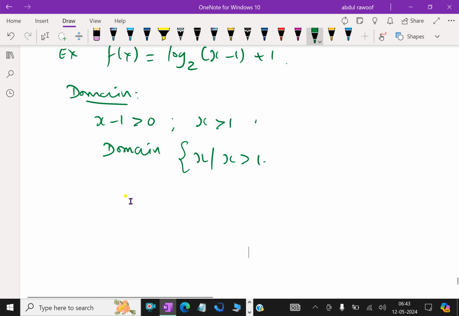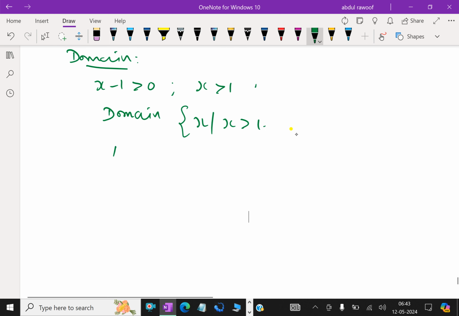That means the domain values are positive values of x. And for the range, range is y is an element of R. All real numbers are the range.